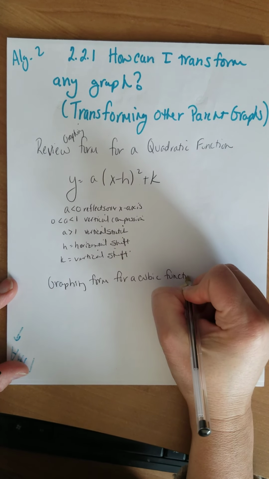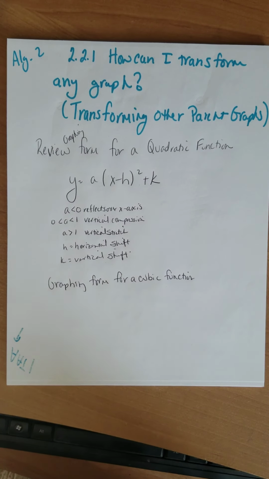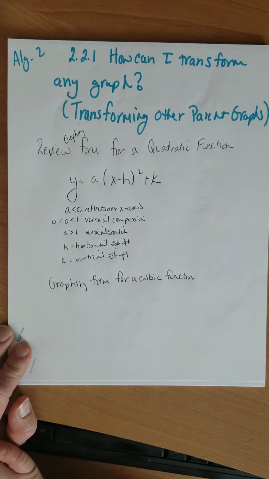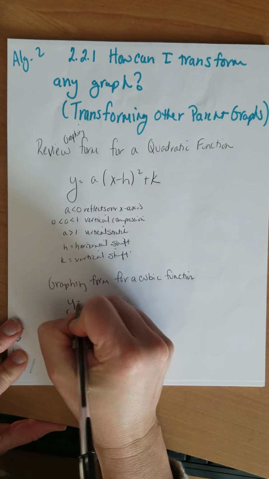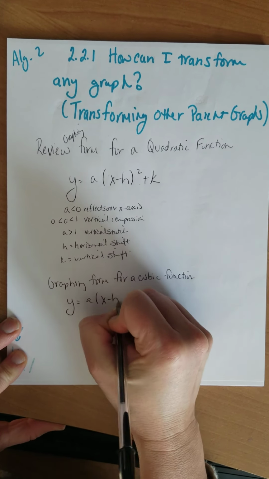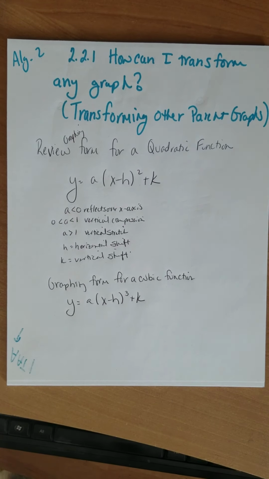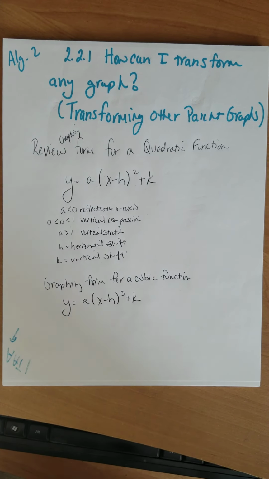All right, you guys, this is the thing that I really like about it. If I change this 2 to a 3, I have a cubic function. And guess what? I have graphing form. Y equals A times the quantity X minus H cubed plus K. The A, the H, and the K do the exact same thing in a cubic as they do in a quadratic. All right?